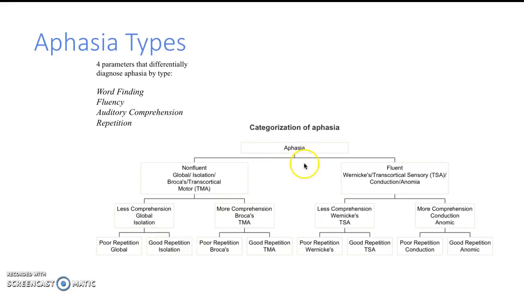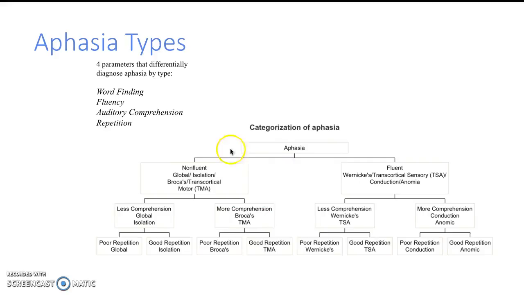If they have aphasia and they're non-fluent, but they have more comprehension. Note, this does not say normal or not normal. It says more or less. If this is aphasia, there will be some deficit in auditory comprehension. You have to remember that. So this isn't, is it intact or is it not intact? It's never intact. But if they have more comprehension, then they have Broca's or transcortical motor aphasia.